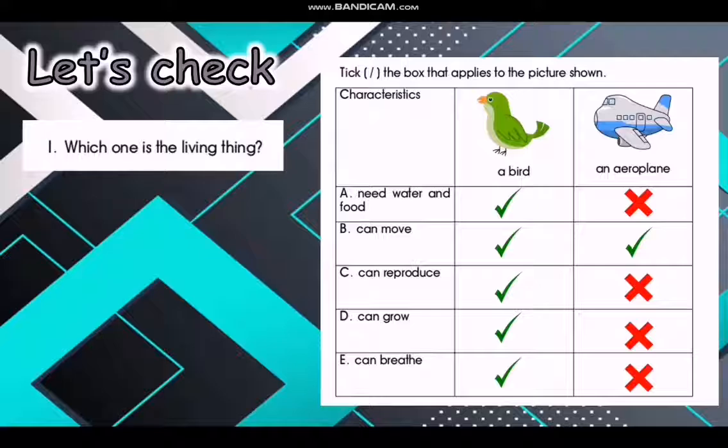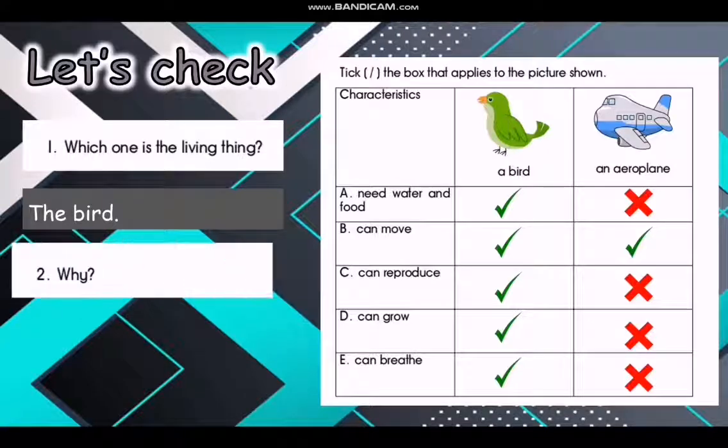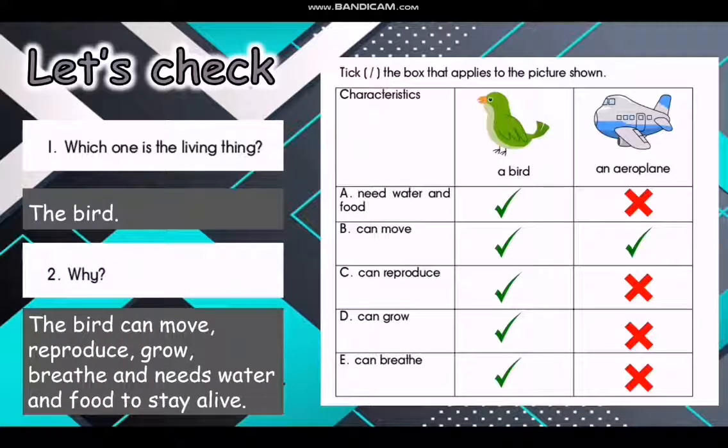Which one is the living thing? Of course, it's the bird. Why? The bird can move, reproduce, grow, breathe, and needs water and food to stay alive. These characteristics make it as a living thing.